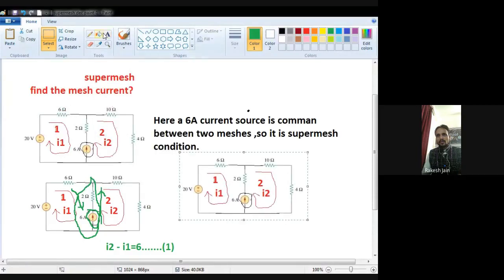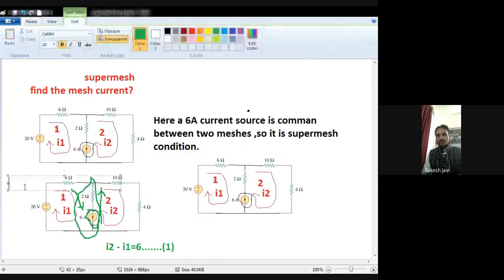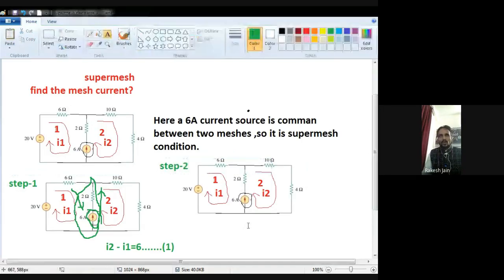That is bottom to top. So in I1 and I2, which current is from bottom to top? I2 is from bottom to top. So just write down first of all the value of that current which is in the same direction of the given current source.